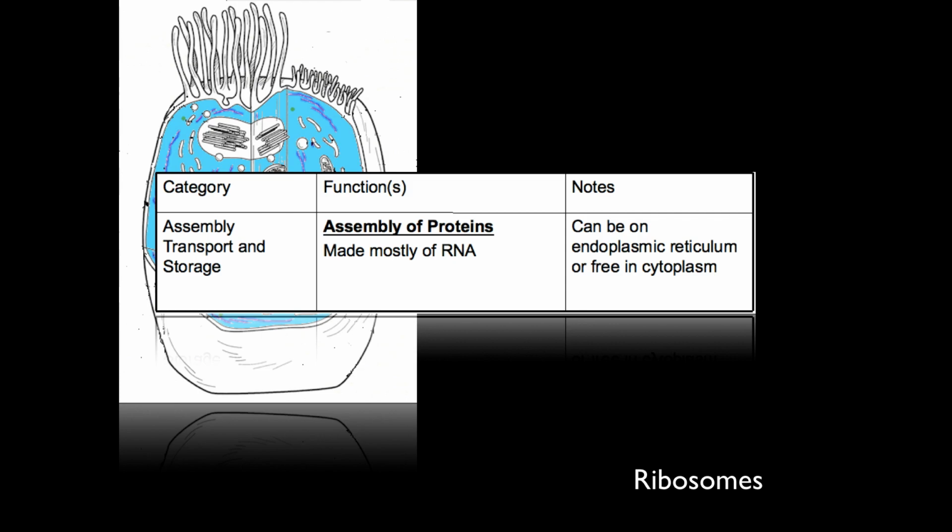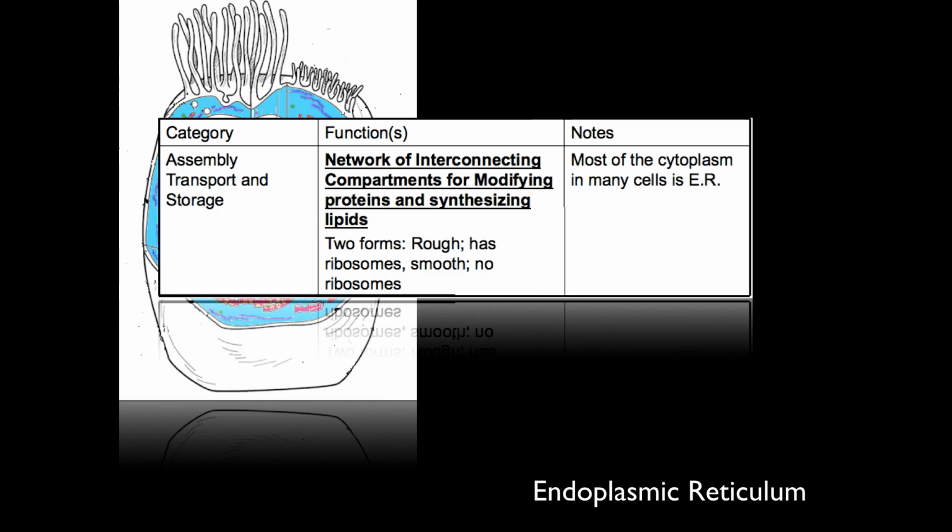Ribosomes can be found in two different locations in the cell. They can be free in the cytoplasm, if they are making proteins that belong in the cytoplasm, or they can be attached to an organelle called endoplasmic reticulum. That endoplasmic reticulum is a series of networking, interconnecting tubes and tunnels where proteins are synthesized into them or other things are made. Endoplasmic reticulum comes in two different forms.